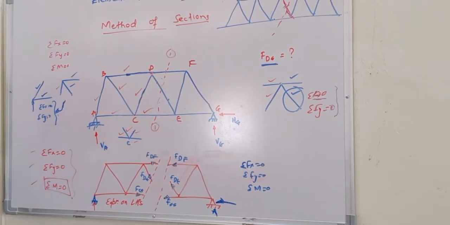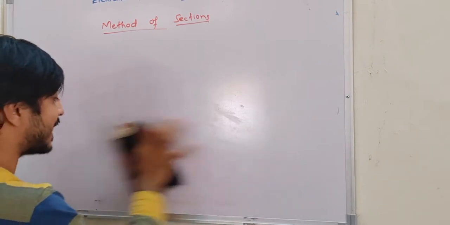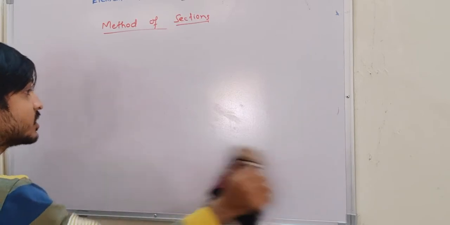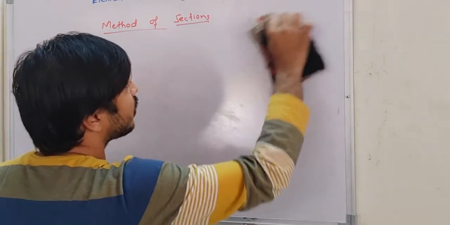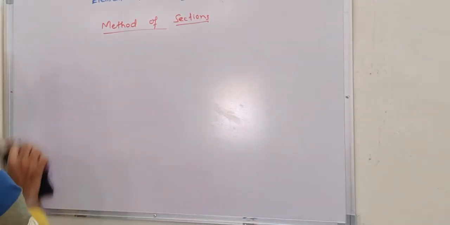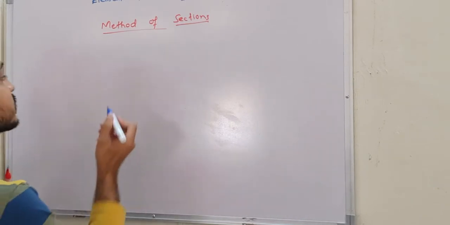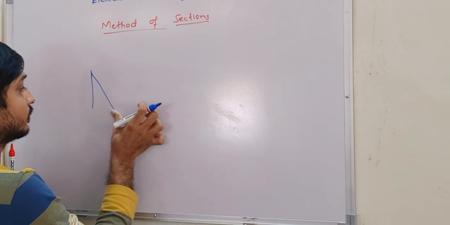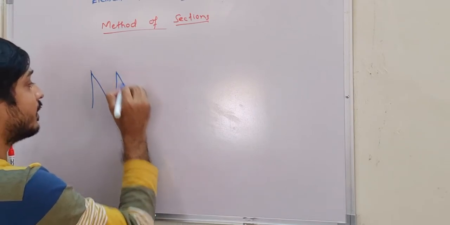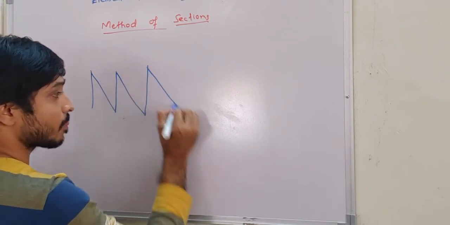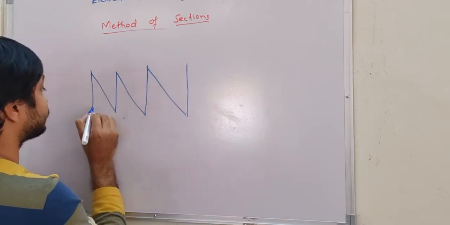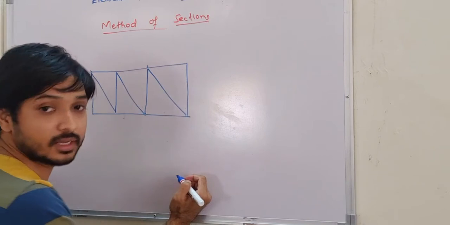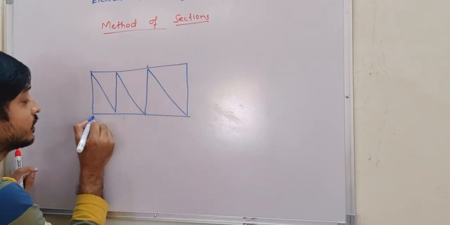So any doubts? Here there are some guidelines on how to cut the section. Cutting the section is very important here. If you cut the wrong way, then you will not get any answer properly. So suppose there is one N-type truss I am taking. This is one truss, this is what we call the N-type.